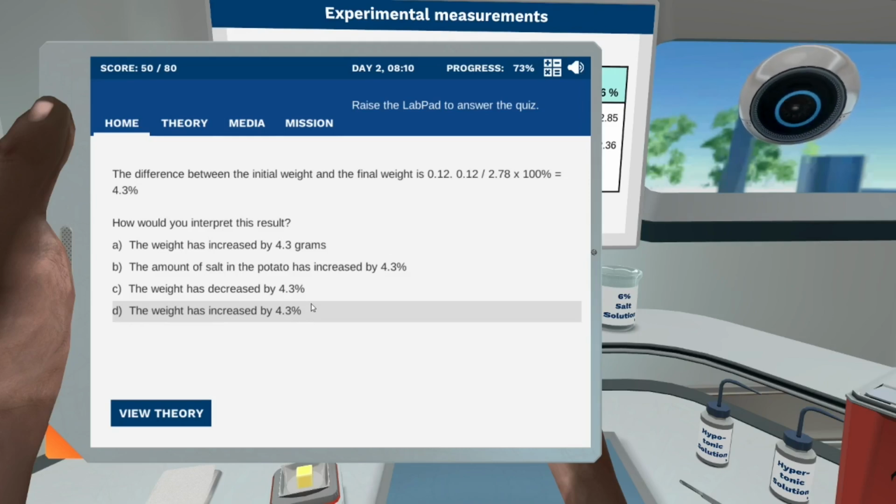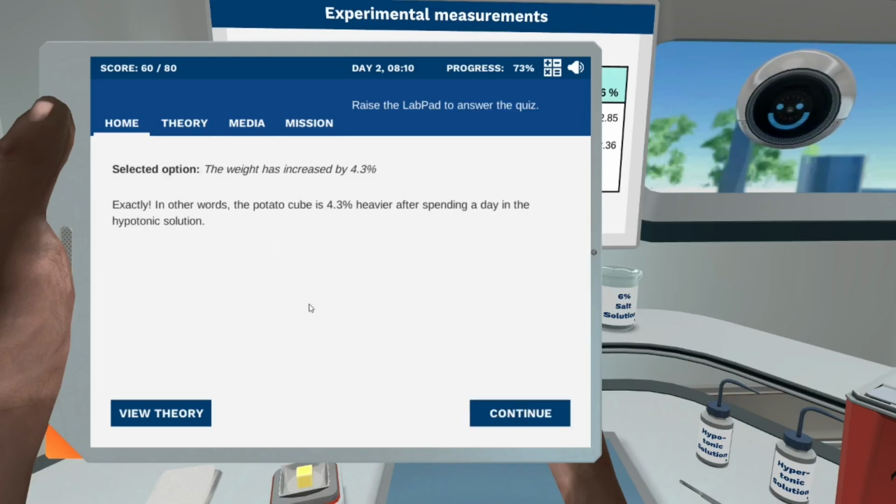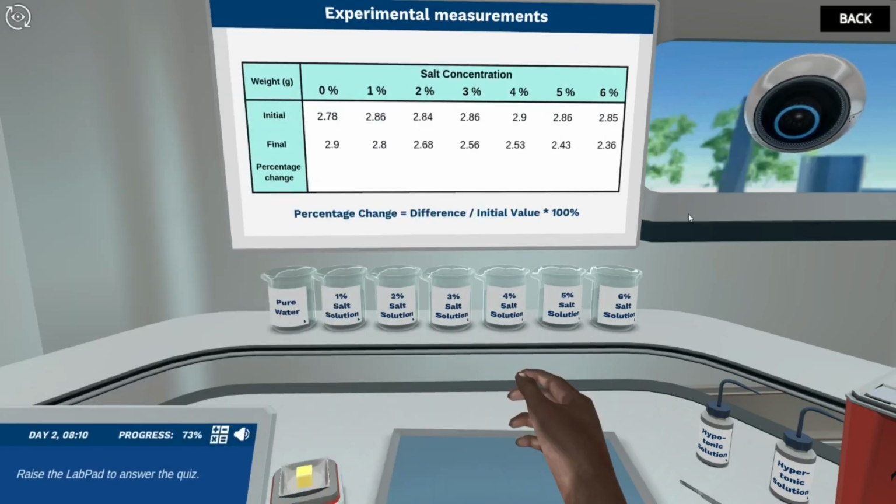How would you interpret this result? A. The weight has increased by 4.3 grams. B. The amount of salt in the potato has increased by 4.3%. C. The weight has decreased by 4.3%. D. The weight has increased by 4.3%. Exactly. In other words, the potato cube is 4.3% heavier after spending a day in the hypotonic solution.